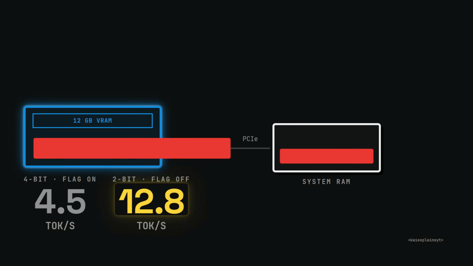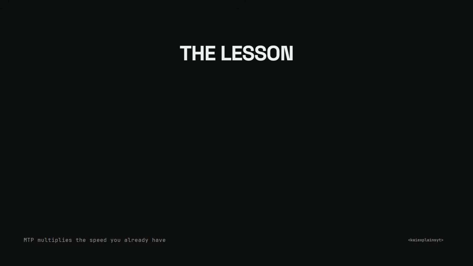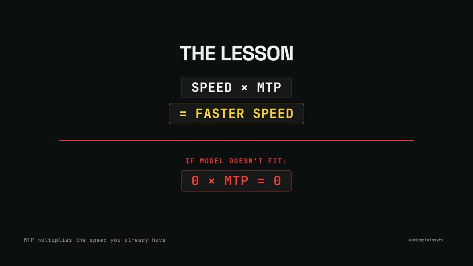Speculative decoding hides memory latency by keeping the GPU busy while data loads. It cannot hide a transfer that hasn't started yet. On a machine where the bottleneck is the cable to system memory, the flag does nothing. Worse than nothing, because you're paying the overhead of running the drafter with no benefit. The lesson is straightforward. Buy your video memory for the quantization, not for the flag. Multi-token prediction multiplies the speed you already have. It cannot create speed that doesn't exist.